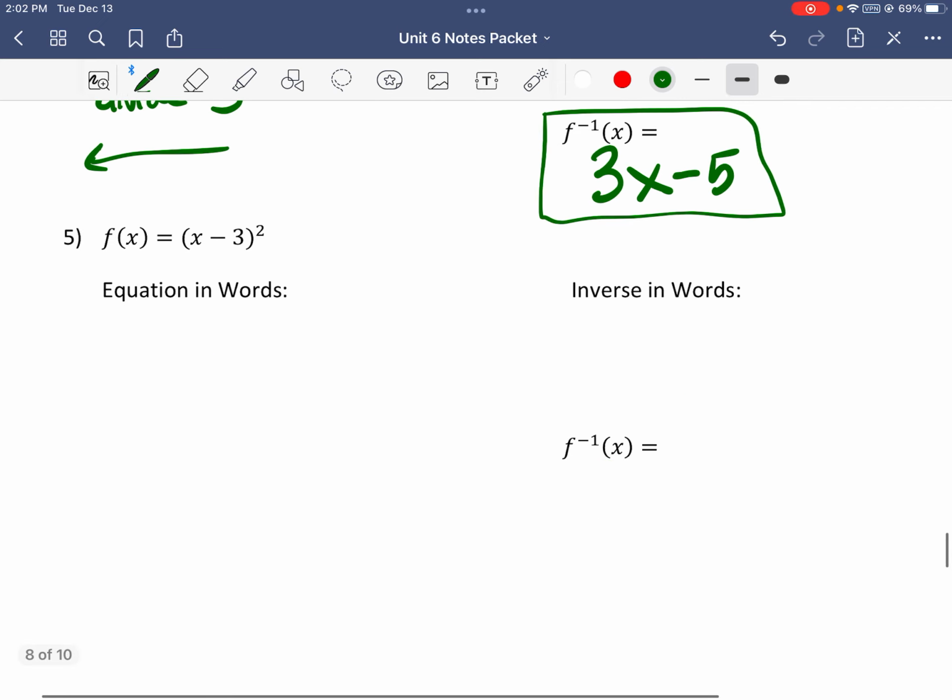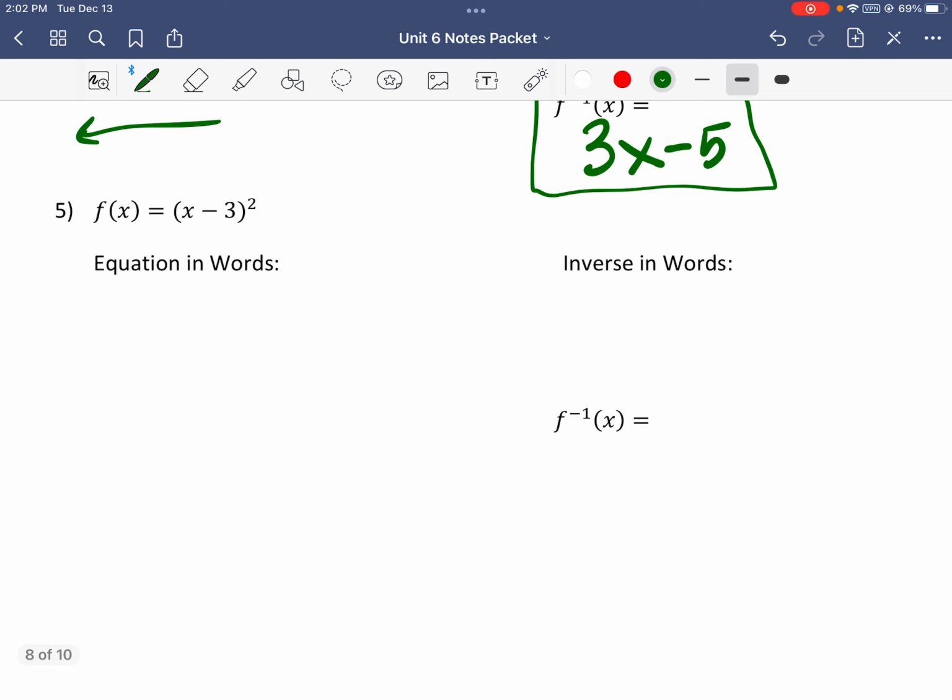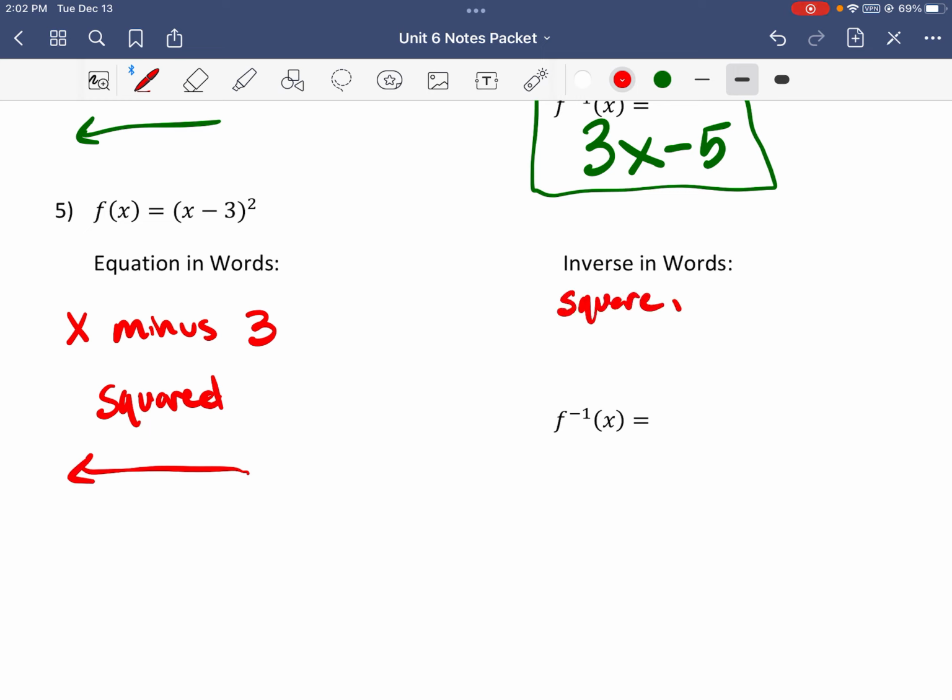Okay, let's do one more this way. We say this as x minus 3 squared. Okay, backwards and opposite operations. We're going to say square root of x plus 3.